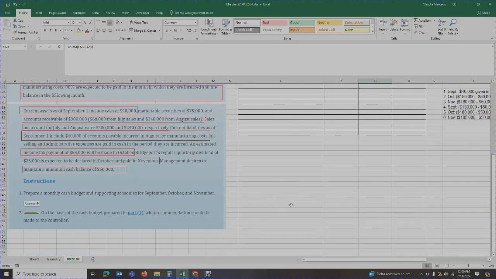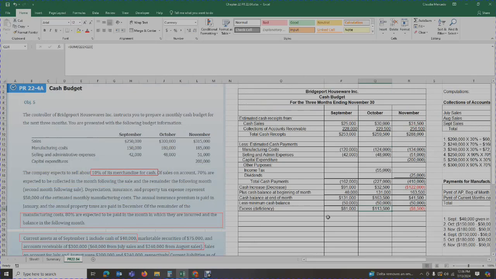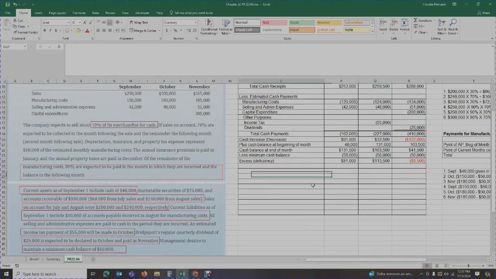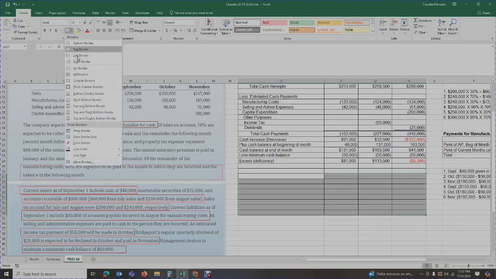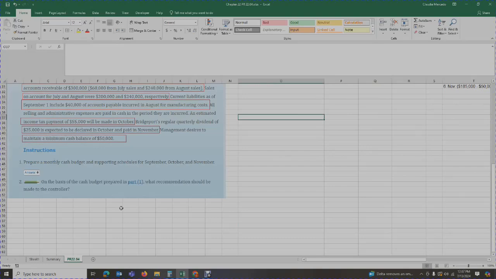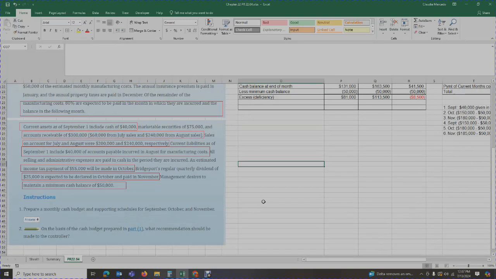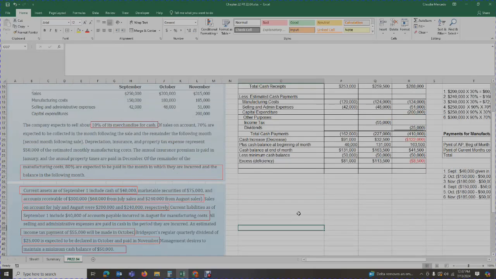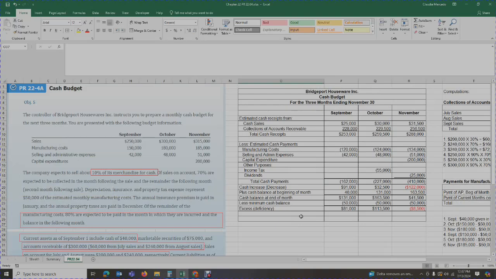So the first requirement is to prepare the cash budget, which we've done. Everything's there. So it is done. Now the second part says, on the basis of the cash budget prepared in part 1, what recommendations should be made to the controller? So you've got the cash budget in front of you. Now you see the numbers. You see what's going to happen in September, October, and November. If everything goes according to plan, what are you going to recommend to the controller?